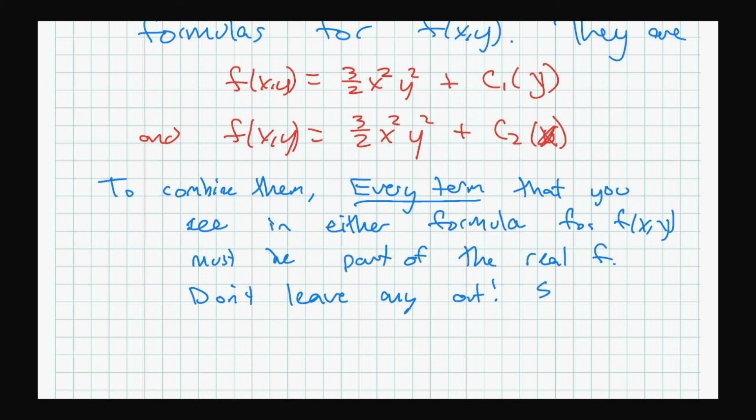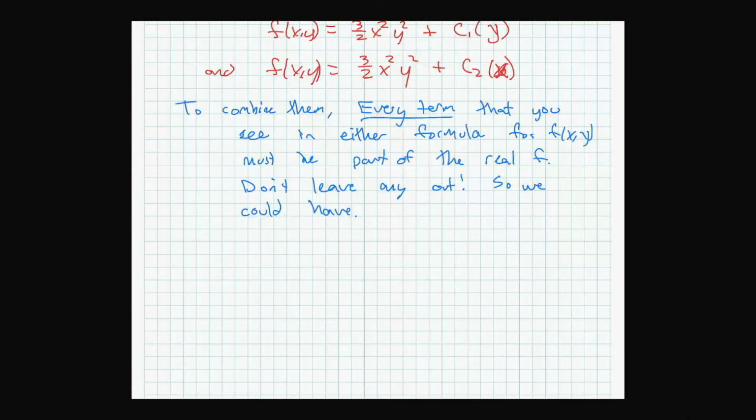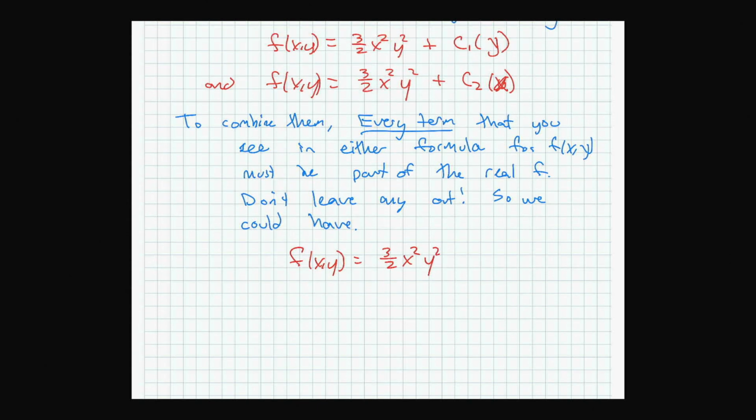So for us, we would just have f of xy. We only have the one term, 3 halves x squared y squared, right? That appears in both formulas. And then we got a constant that's a function of y, and a constant that's a function of x. Then you could just say, well, let's just have any constant. That's what you would have.